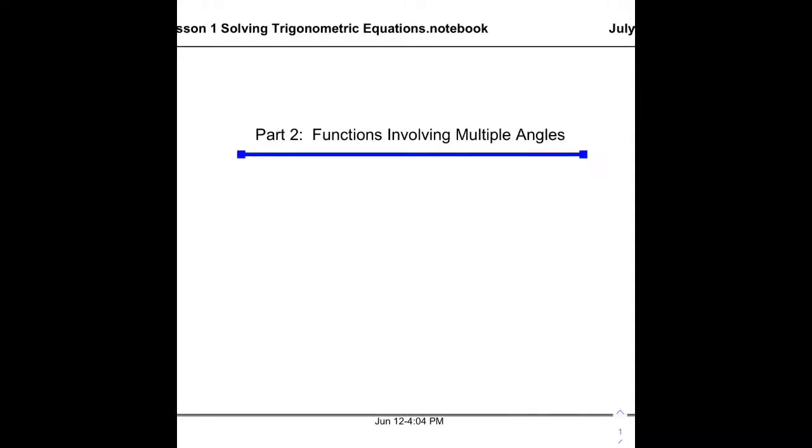Welcome to the second part of this lesson where we talk about solving trigonometric equations that involve multiple angles. What do I mean by that? Well, prior to this lesson, you should have been working on problems, and I know this is a simple problem, but where they were single angles.